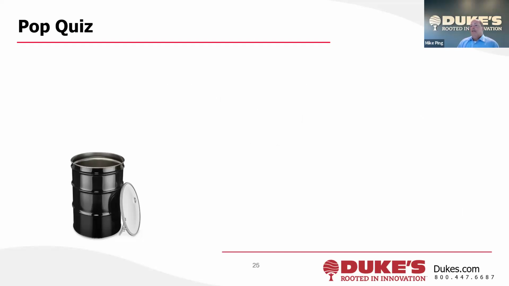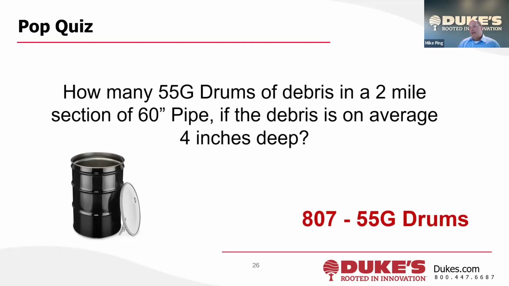So the answer is 807 55-gallon drums of debris. And if you look back at that and you're thinking, hey, 60-inch pipe, 4 inches of debris, big deal. It's a huge exercise to remove that amount of debris. This could be a month-long, $150,000 project, depending on other conditions, but it's not a, hey, let's send out the vac truck and vacuum for 2 days. That would be a big cleaning project.